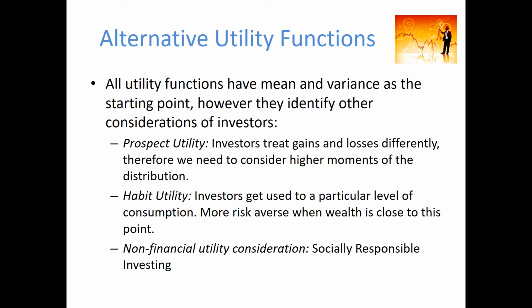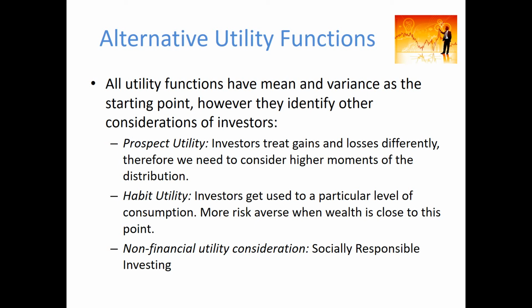Then the second one is habit utility. The idea of habit utility is that investors get used to a particular level of consumption. Each investor has a particular level of consumption, and investors become more risk averse when they get closer to this particular consumption level. And investors are ready to take more risk when they get away from this consumption level.